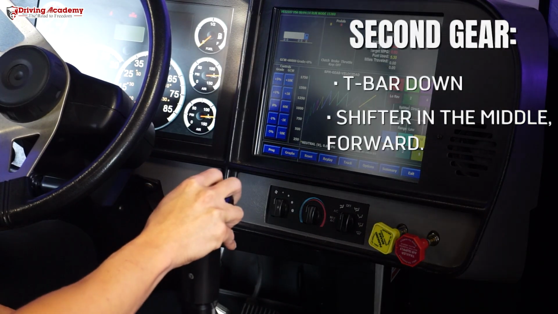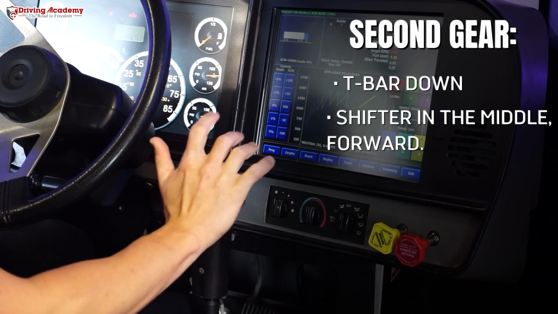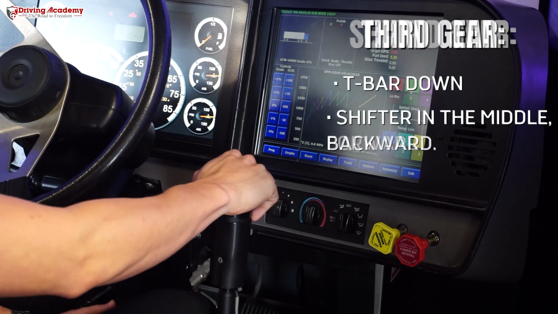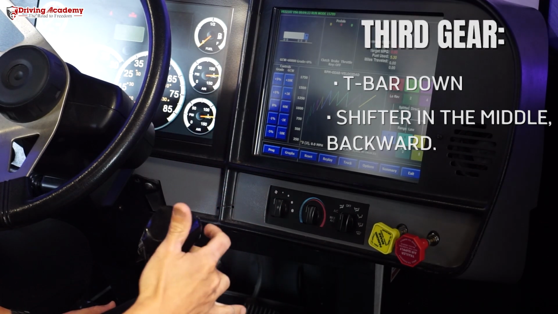From there, then we're going to now go into second gear, which is going to be the middle piece, and then we're going to go straight up. Again, make sure the T-bar is down. From there, we're going to go into third gear, which is going to be straight back, which is middle back, T-bar down.